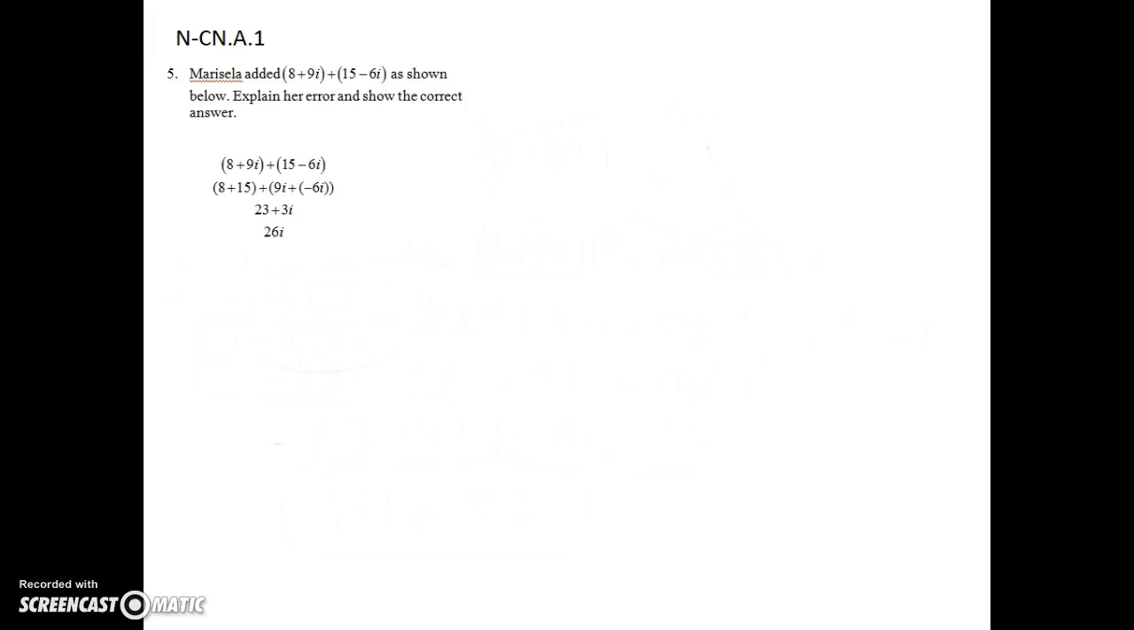So we have Maricela, who did an addition problem. She has her work below, so she messed up somewhere. We want to figure out what her error was and show the correct answer. The easiest thing to do with these is to actually do the correct work first. By doing the correct work first, we get an idea of what the answer should be, and then we can look at hers and see where she messed up.